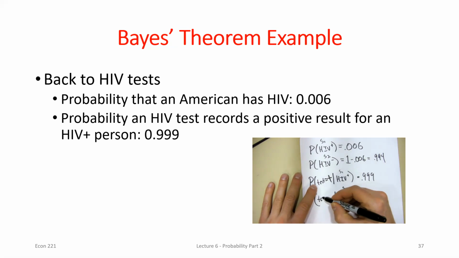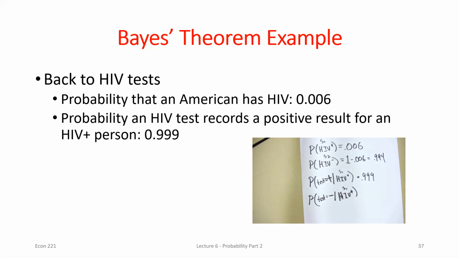So what would the probability be that they get a negative test result? Those are the only two test outcomes I could see. This should be what? Yeah, 0.001, right?